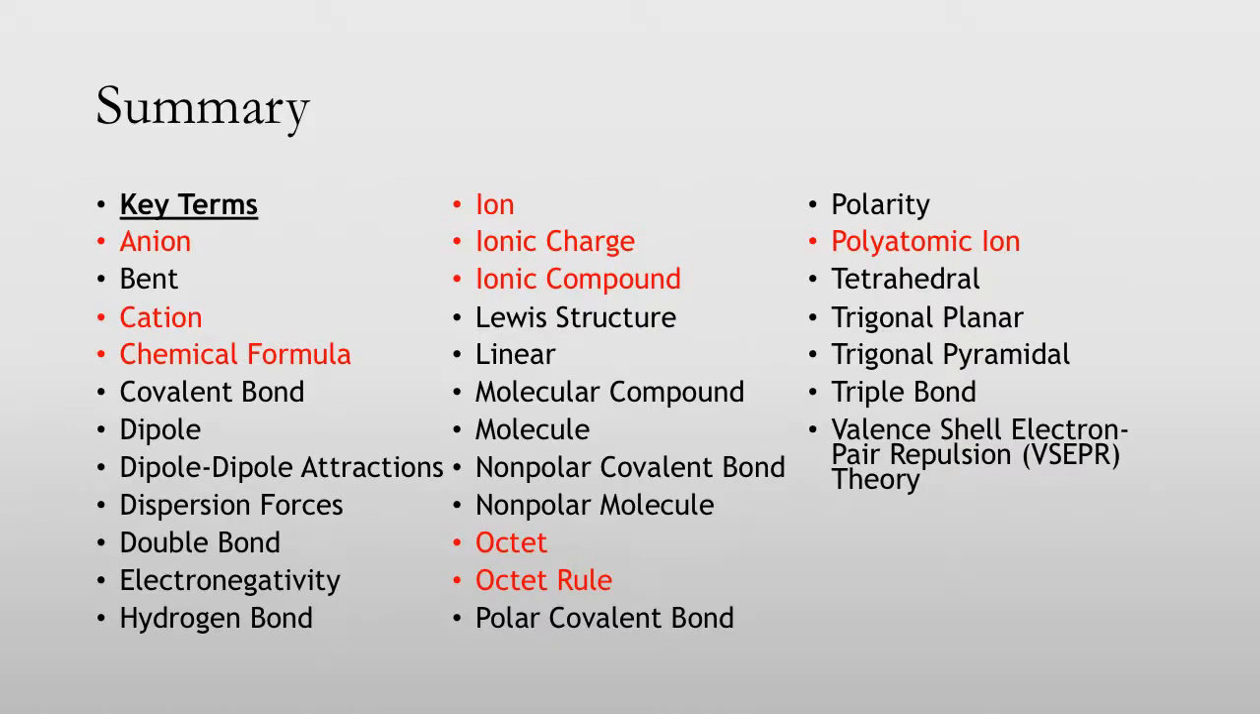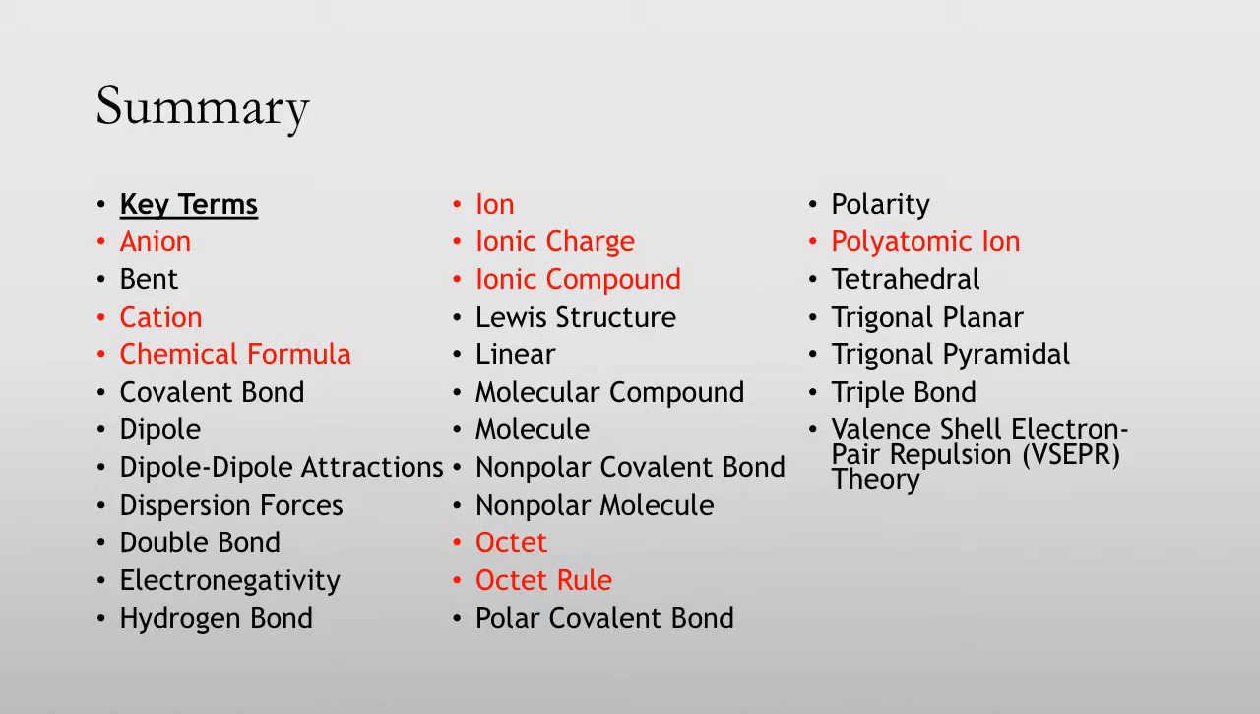All right, so the terms that we have covered in this lecture are anion, which are negatively charged species, or negatively charged ions, cations, which are positively charged ions, chemical formulas, which tell you the number of each element in a compound, an ion, which is a charged species, whether it's positive or minus. The ionic charge of an ion is the magnitude of it and the sign of it. Is it a +3 or -3 or what?